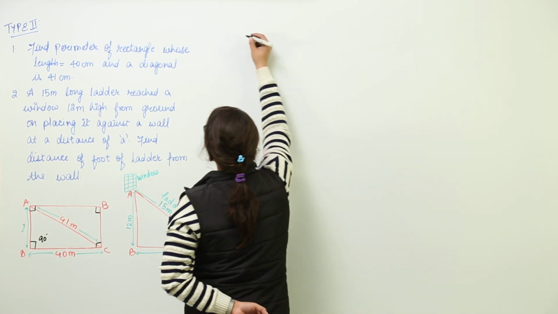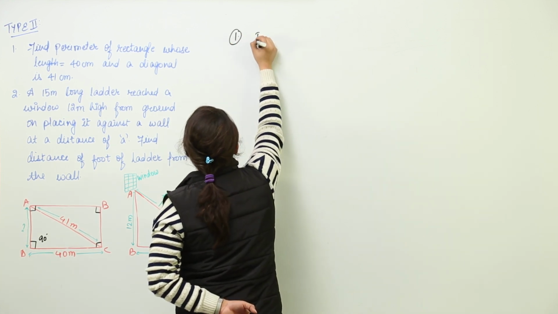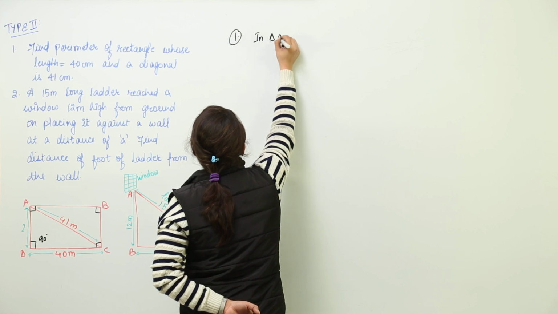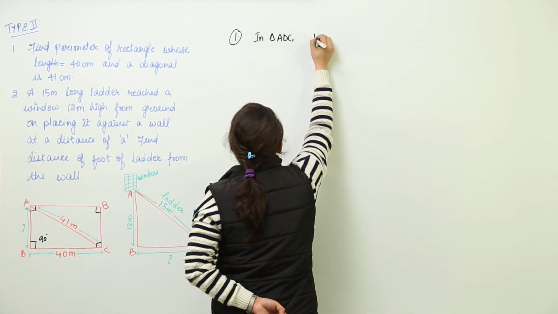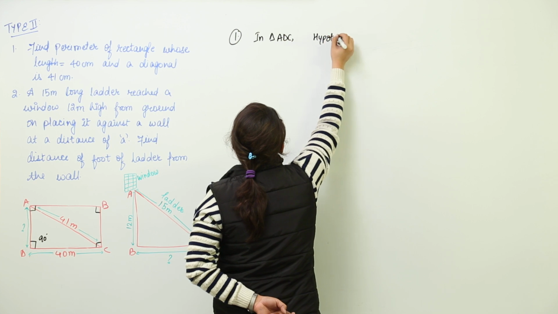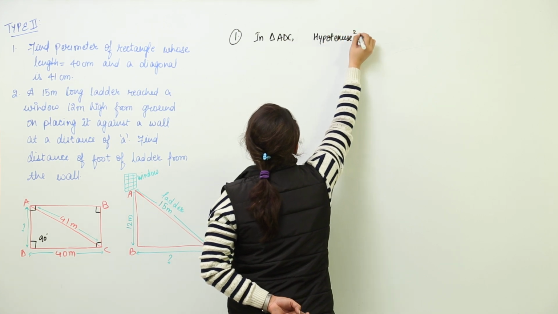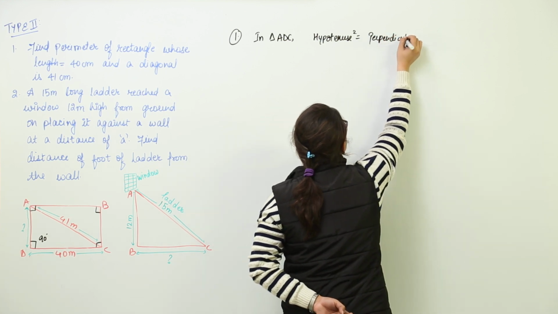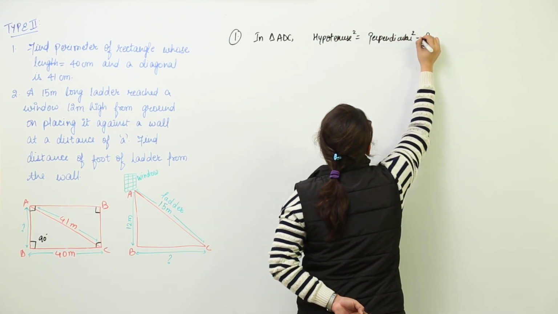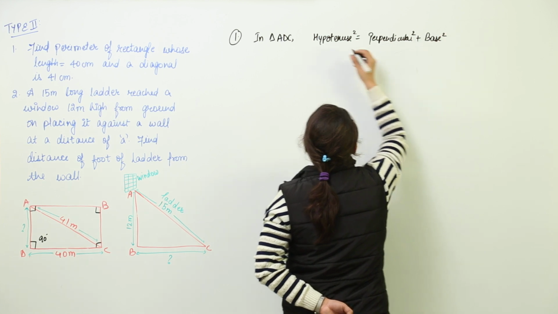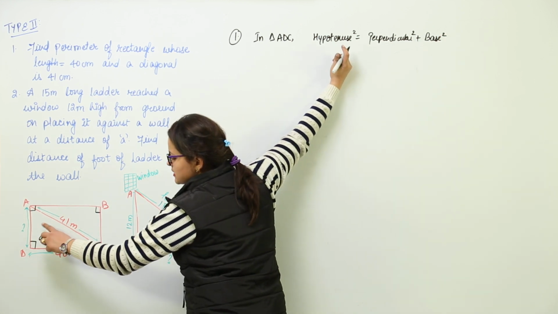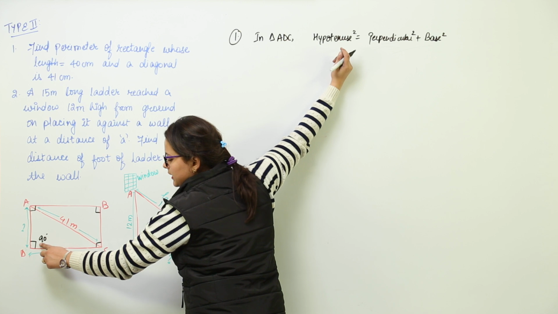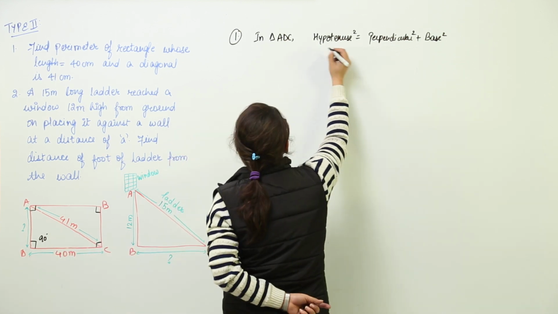So, we will write over here, in triangle ADC, the hypotenuse square would be equal to the perpendicular square plus the base square. So, we will write perpendicular square plus the base square. Now, what is the hypotenuse in this case? The side opposite to 90 degrees is the hypotenuse, that is AC square.